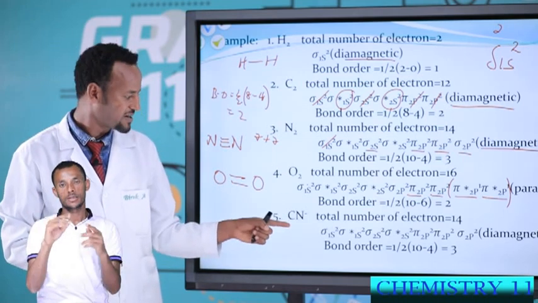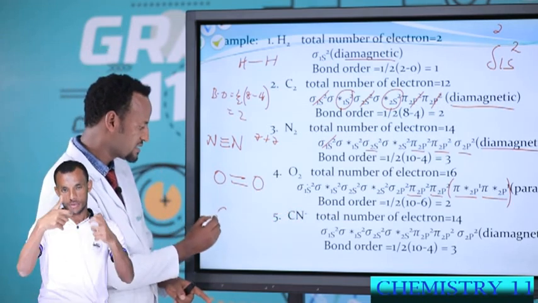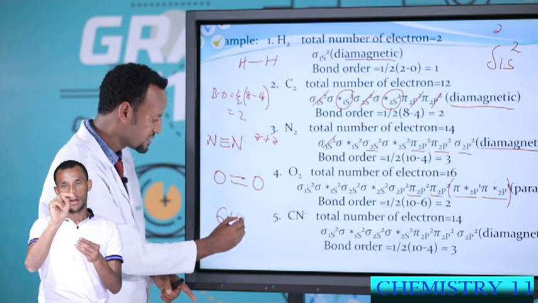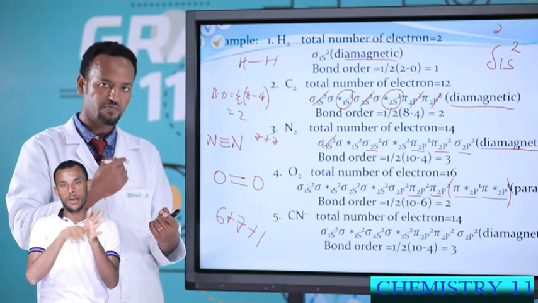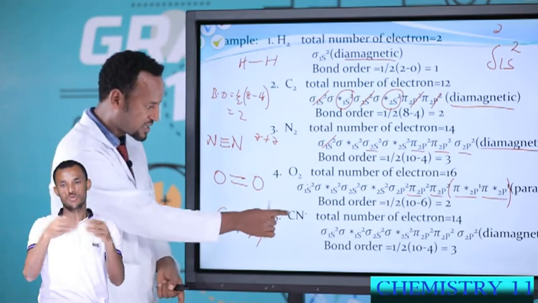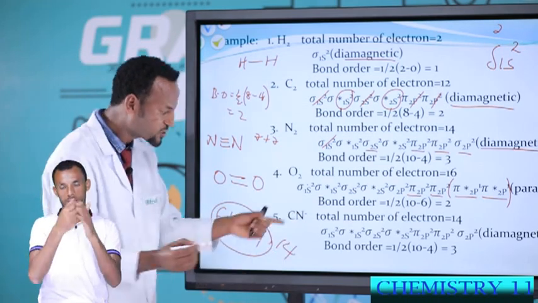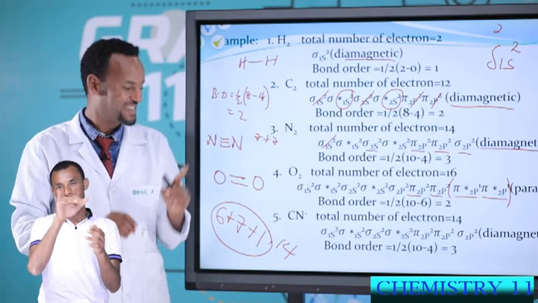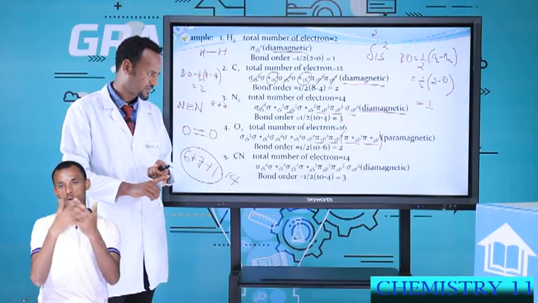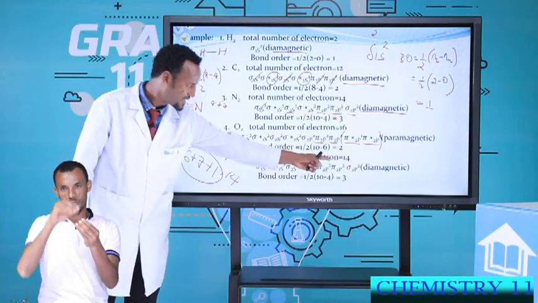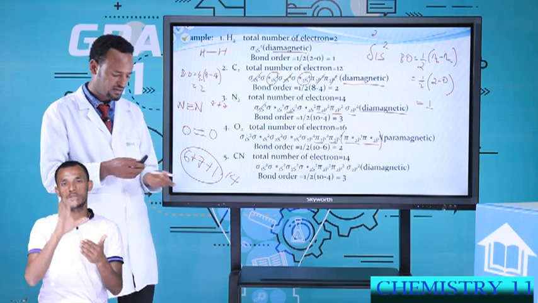Similarly, CN minus. For CN minus, look, it is a charged species. Carbon's electrons are 6, plus N means nitrogen, 7, plus the minus indicates plus 1. By the way, minus is gain of electrons, plus is losing of electrons. Carbon is 6, nitrogen is 7, minus means plus 1. Total number of electrons is how much? 14. Because of 14, it is similar to what? N2. Therefore, the molecular orbital electron configuration, the bond order, and also the magnetic property are similar to those of N2. This is for CN minus.